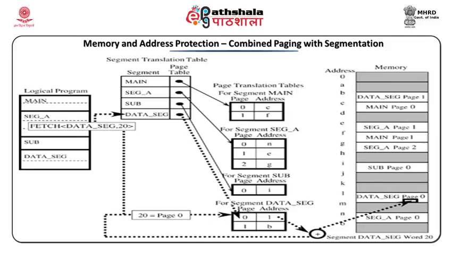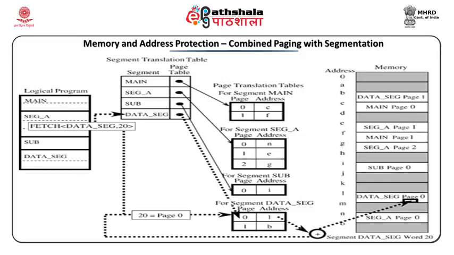First the segment translation table is checked to find out in which page table this segment is stored. For the data segment, the page table is found where pages 0 and 1 are stored. They are stored at the addresses L and B. Then from the segment, we want to find the offset 20. Once we have identified on which pages the segments are stored, we need to know the page size. If the page is of 512 bytes, then offset 20 lies in the first page, that is page number 0.